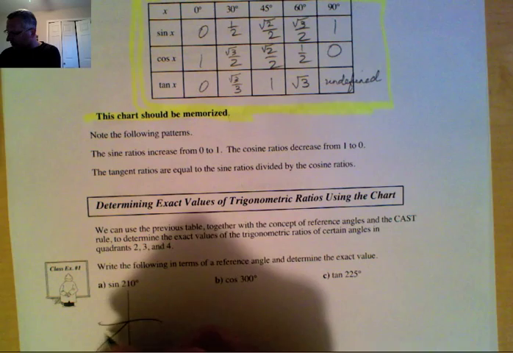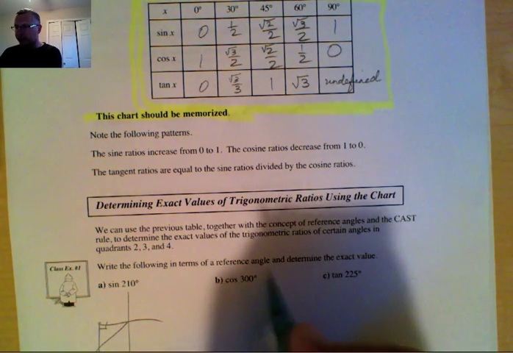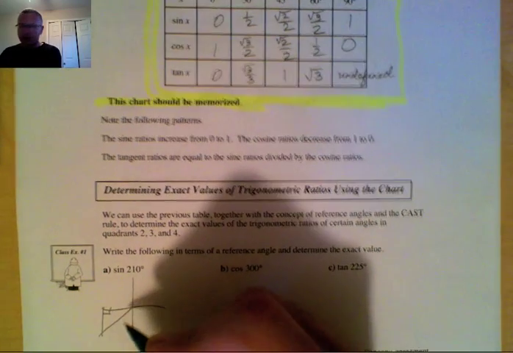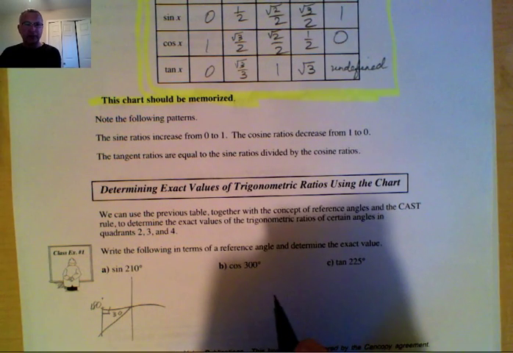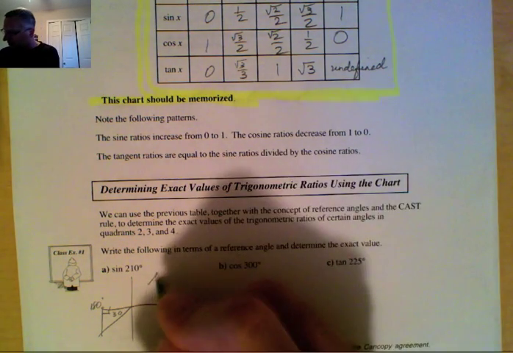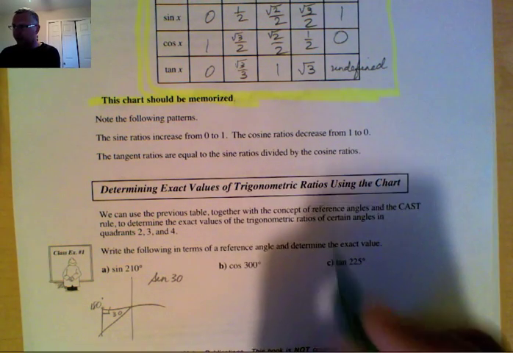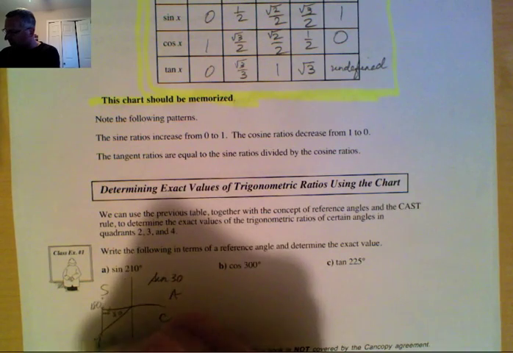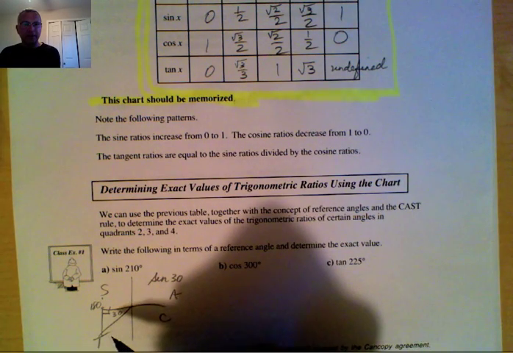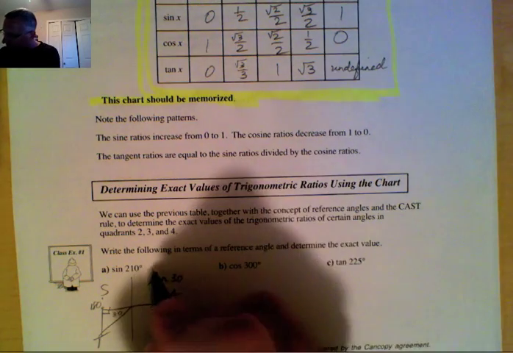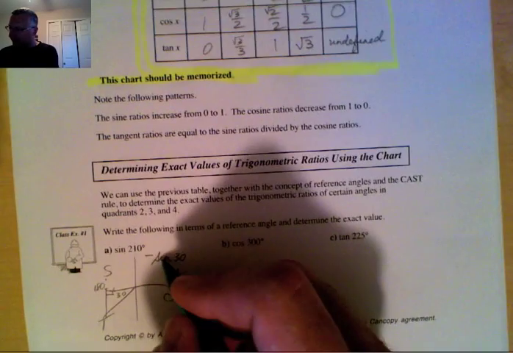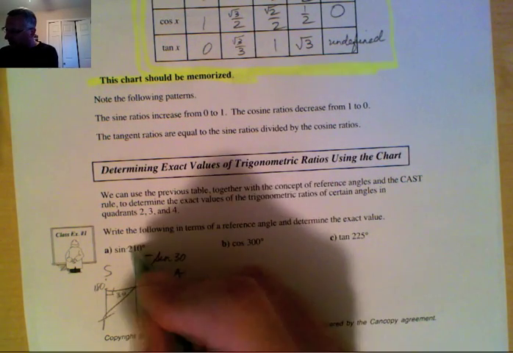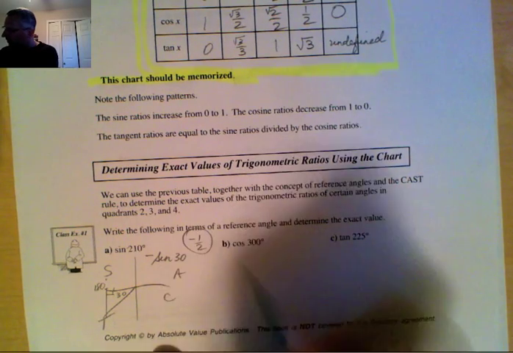So if I look at 210 degrees, 210 degrees is down here in quadrant number 3. And if I figure out its reference angle, 180 plus 30 gives me 210. So my reference angle is 30. So I'm actually looking at the sine of 30 from my table, but we also need to look at our CAST rule. In quadrant 3, the only thing that's positive is tangent. So that means sine is going to be negative. So when I go up here and I look at the sine of 30 degrees is a half, but we have to make that answer negative. So the sine of 210 is actually negative 1/2.